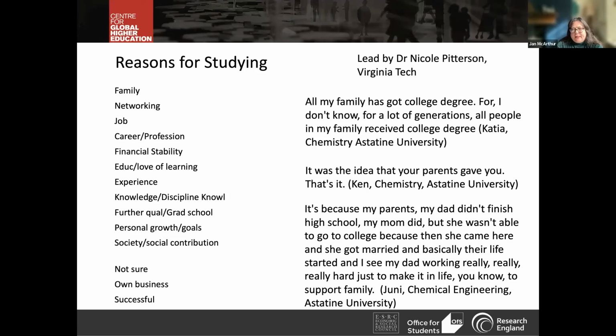Slightly different is Junie: "It's because my parents, my dad didn't finish high school. My mum did, but she wasn't able to go to college because then she came here and she got married and basically their life started. And I see my dad working really, really hard just to make it in life, you know, to support the family." So there's a slightly different angle there. I think you can see the nice nuance coming through the data.